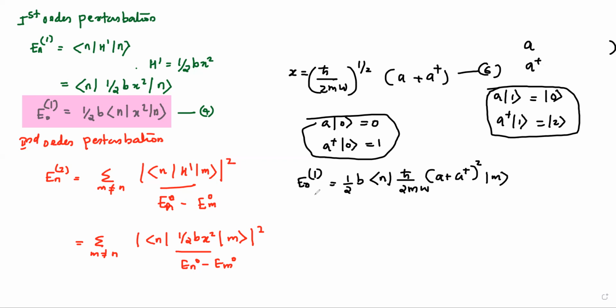So E0 of 1, our new term E0 of 1, becomes half into b into ħ divided by 2mω into (a + a†) whole square divided by m. That is equal to 1 by 2 into b into ħ divided by 2mω into (a + a†) whole square. Now we want to solve this equation. We want to find the value of (a + a†) whole square, that is, the annihilation operator plus creation operator whole square.